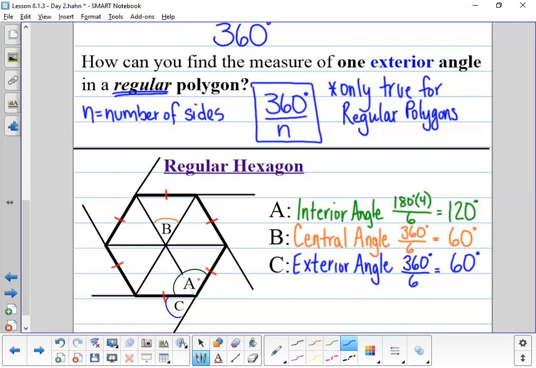Those are our 3 types of angles that we're going to be dealing with in polygons, and also how you find them based on the number of sides. Whether it's a regular polygon or not changes whether you can find one angle or only the sum. When you have a regular polygon, which is mostly what we're going to be dealing with in these next 2 weeks, you will be able to find one angle, since a regular polygon has congruent interior angles and central angles.